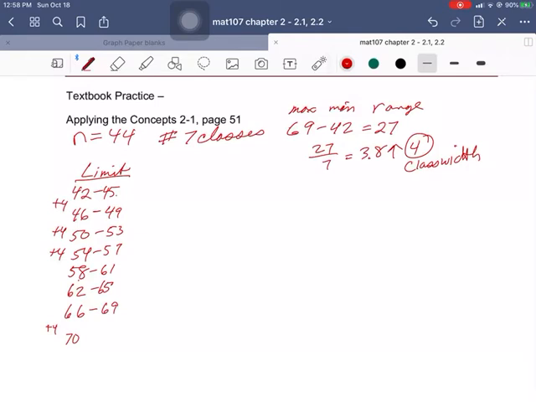Notice that going across, 45 minus 42 is 3. So you'd have to add 1 if you're talking about limits to get class width.